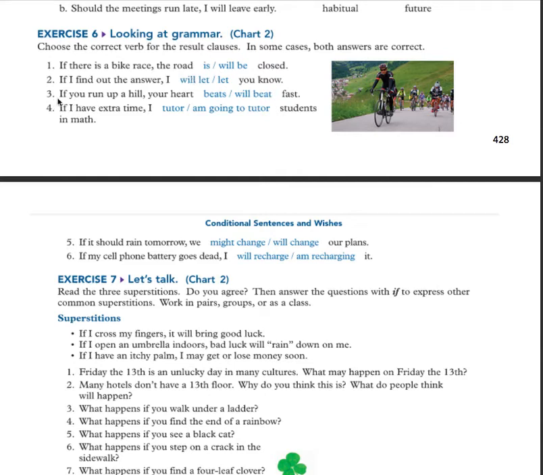Number 3, if you run up a hill, your heart blank fast. And again, here, this is established fact or general truth. So you can use both. If you run up a hill, your heart beats or will beat fast. That's general truth. That's established.